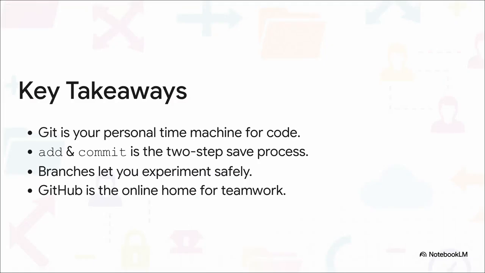So let's do a quick recap. What are the big things to remember? One, Git is your personal time machine. Two, add and commit is that crucial two-step save. Three, branches are your secret weapon for safe experiments. And four, GitHub is the online home where all the teamwork happens.